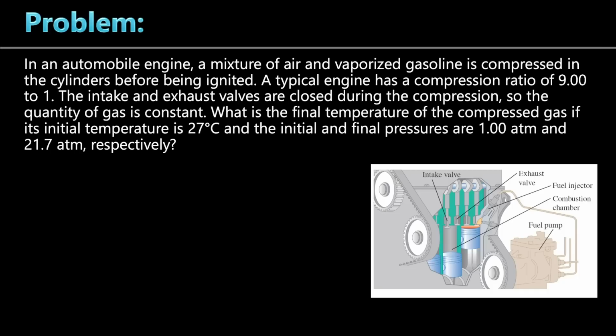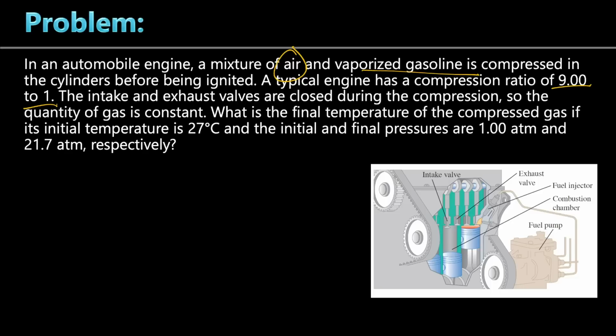So sa loob daw ng cylinder, merong mixture ng hangin at saka vaporized gasoline. Kinokompress 'yan, no? Meron tayong piston dito, di ba? Yung piston bababa, pag bumaba yung piston, makokompress yung hangin na may kasamang vaporized gasoline. Tapos, i-ignite siya. Ayan. According to this problem, a typical engine has a compression ratio of 9:1.